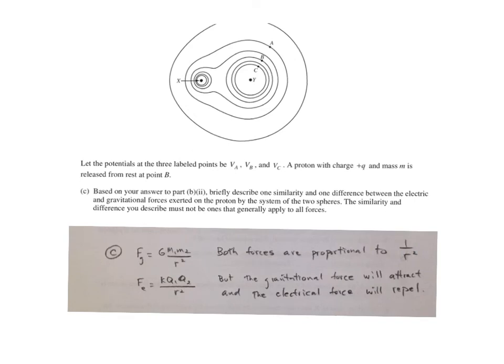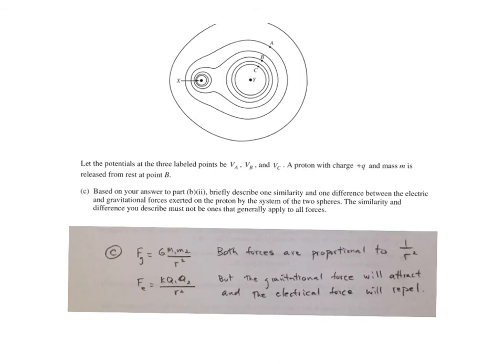So now they're asking you to put a proton at point B and describe one similarity and one difference between the electric and gravitational forces exerted on a proton. It helps, I think, in this case, to look at the two equations for force. This is Newton's law of universal gravity, and Coulomb's law of attraction or repulsion between electric charges.